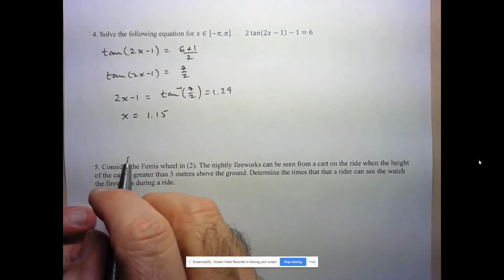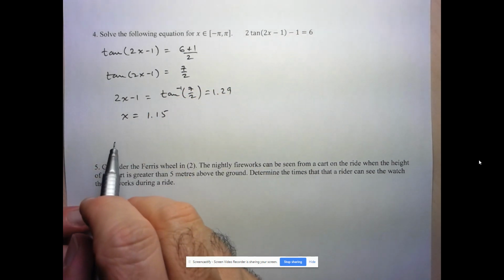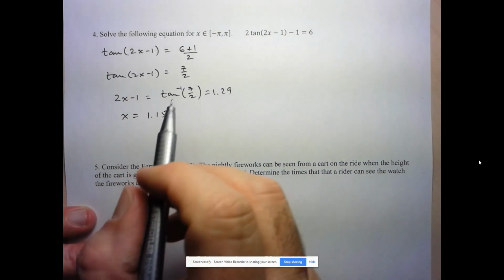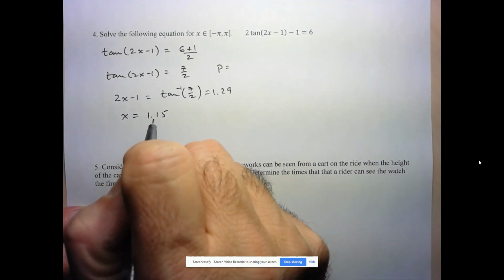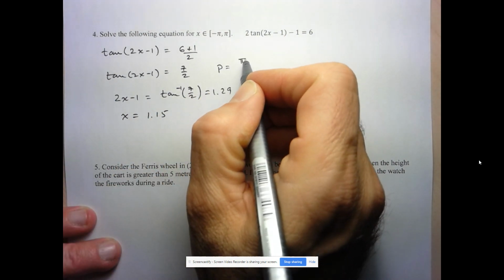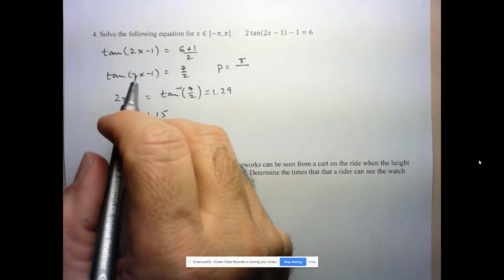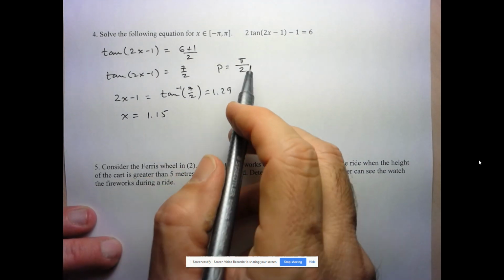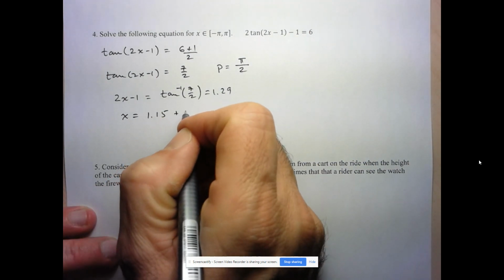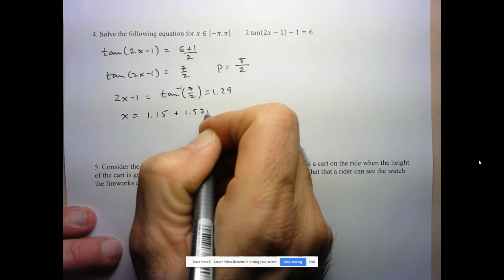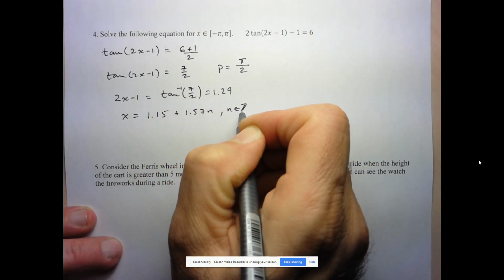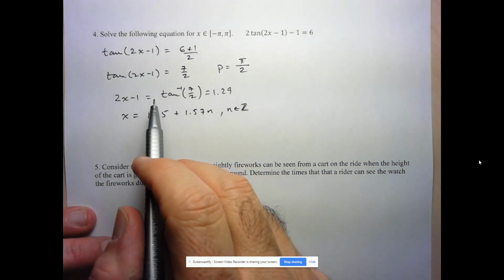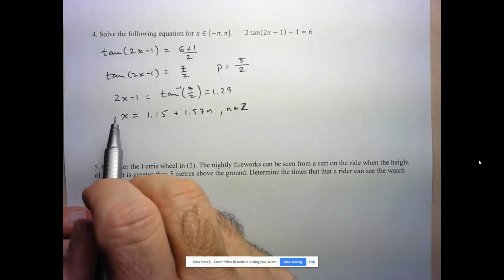If I want to express all possible solutions, I know I have to just add or subtract multiples of the period. And what is the period of this function here? Well, the original period is pi, and I have to divide by my k value, which is 2. So my period is pi over 2, or approximately 1.57. So I can just add multiples of 1.57, and this actually gives me all possible solutions. Not what they were asking for, but I'm now going to use this to determine the solutions in the particular interval that they gave me.